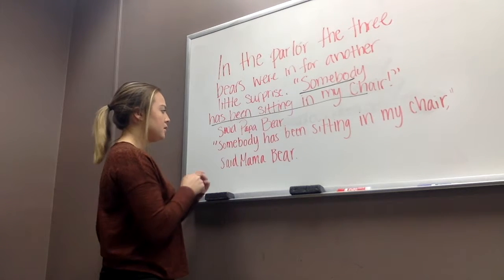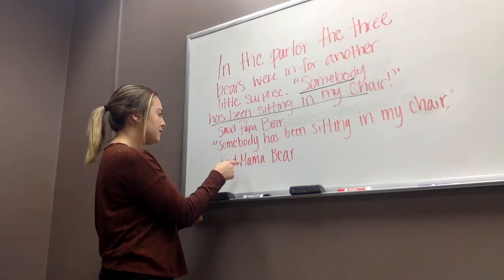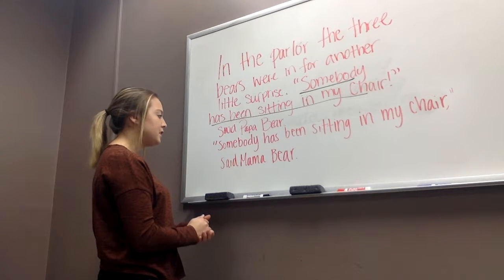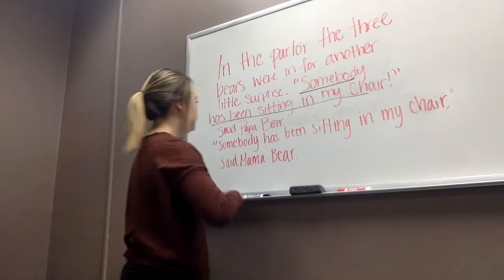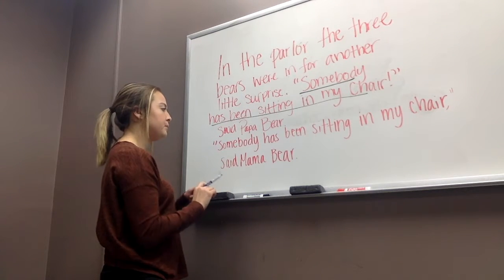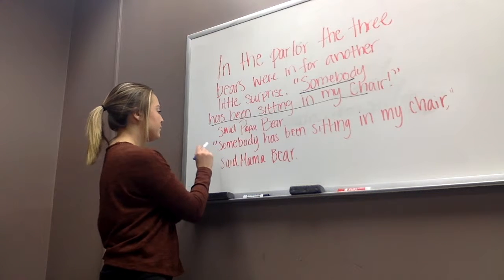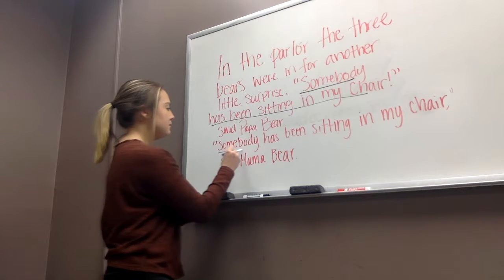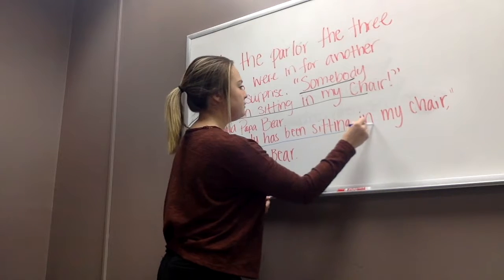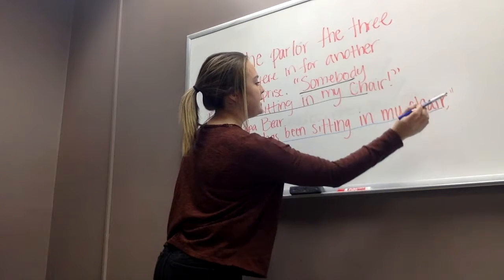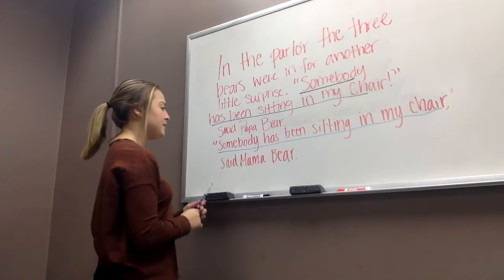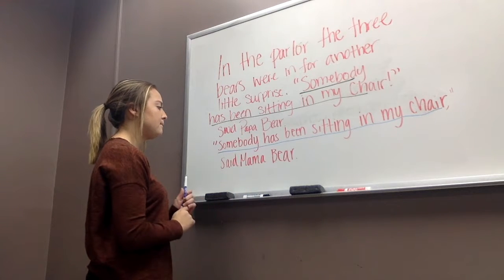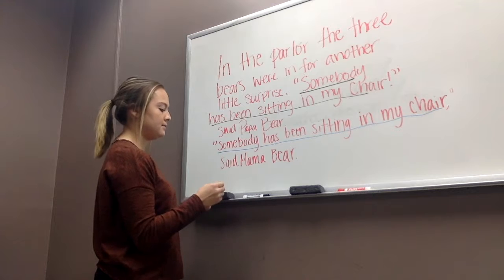And then we carry on to here, and it says, somebody has been sitting in my chair, said Mama Bear. So we're going to use a different color for this. Mama Bear will be blue. So we start here because this is where the quotation marks start. Go all the way down to here. We stop at the comma, and the quotations end there. And we highlight it in blue because Mama Bear is speaking.